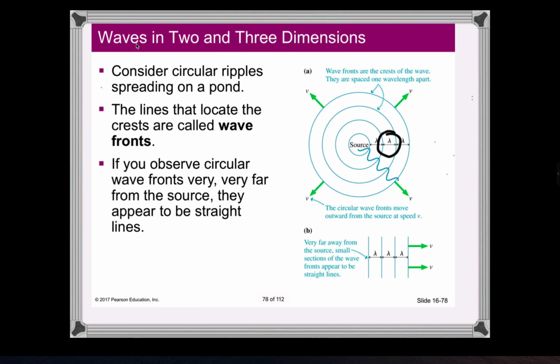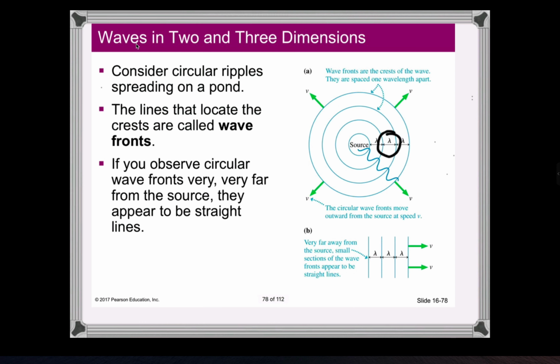So you can measure that distance between any two crests or wave fronts. A wavefront, as you can see in the picture, is the location of the crest of the wave. Each one of the circles represents a wavefront, and the distance between two wavefronts is what we call the wavelength of this wave in 2 dimensions.